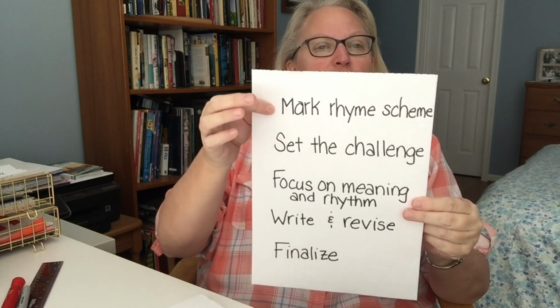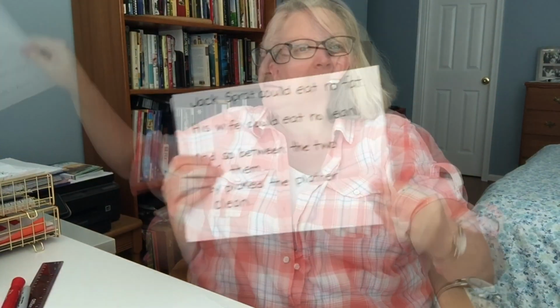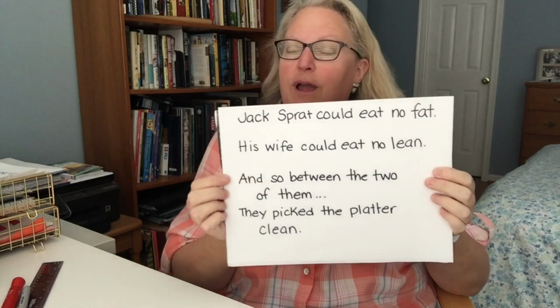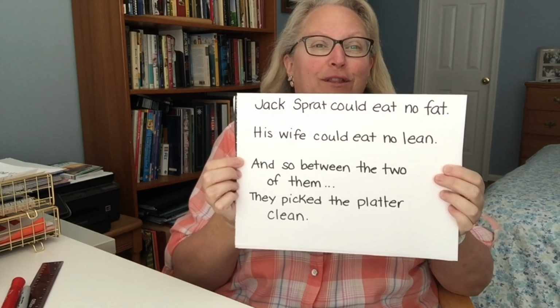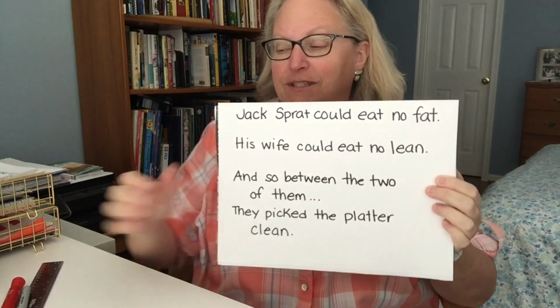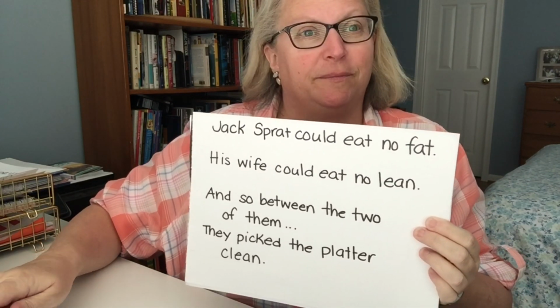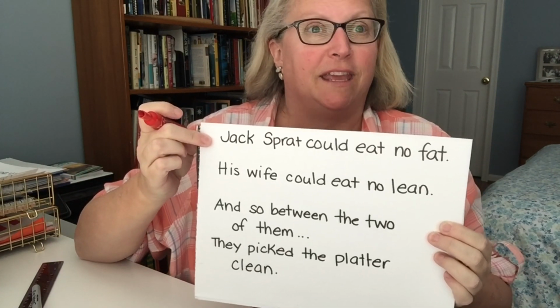So the first thing we're going to talk about is marking the rhyme scheme. All right, I've already picked my nursery rhyme. Jack Sprat could eat no fat. His wife could eat no lean. And so between the two of them, they picked the platter clean. So the way the rhyme scheme works, if you're not familiar with it, is you take the first line and you're going to put an A at the end. The first line is always just going to be A.